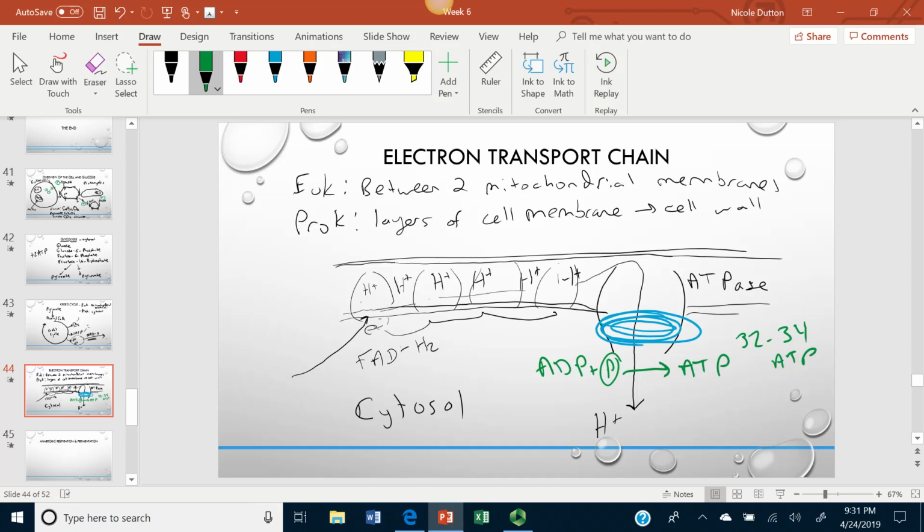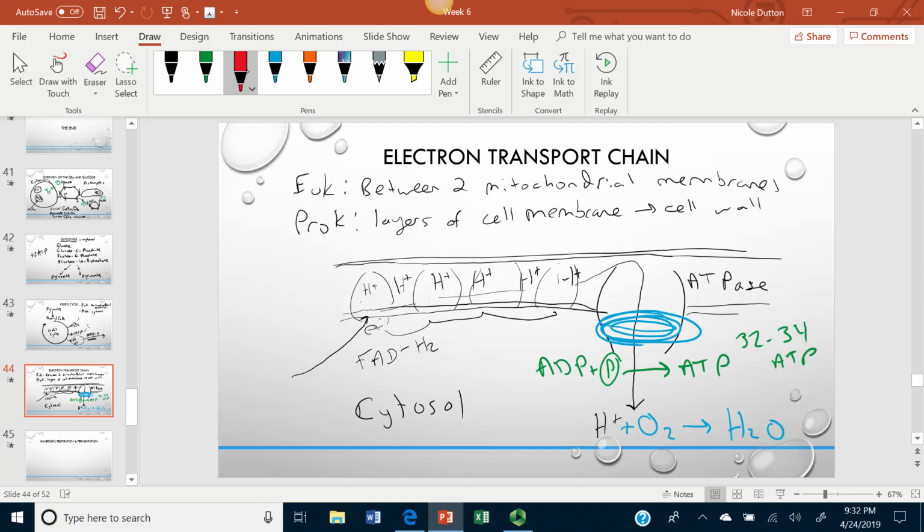So now as the hydrogens have gone through, they need to combine with something because they're still acidic and there's still a lot of them, and you want to neutralize these. So what we do is we bring oxygen in, and as a human, you're going to breathe in the oxygen. As a bacterial cell, you just suck it up from the environment. So hydrogen will then combine with oxygen to make water.